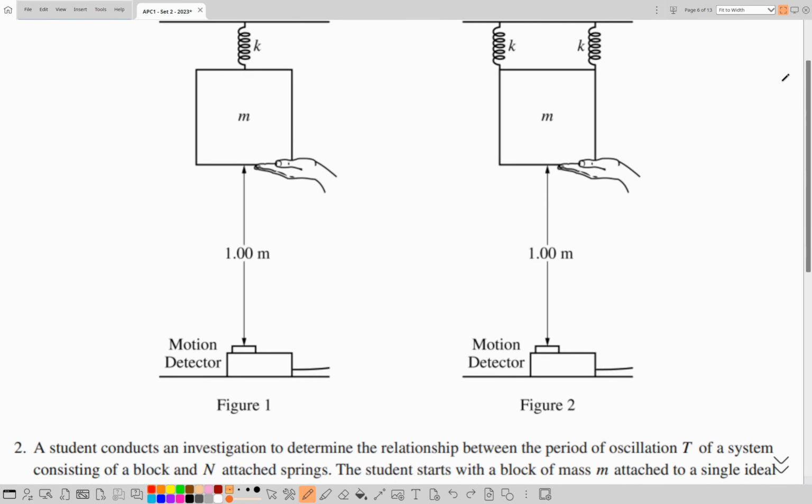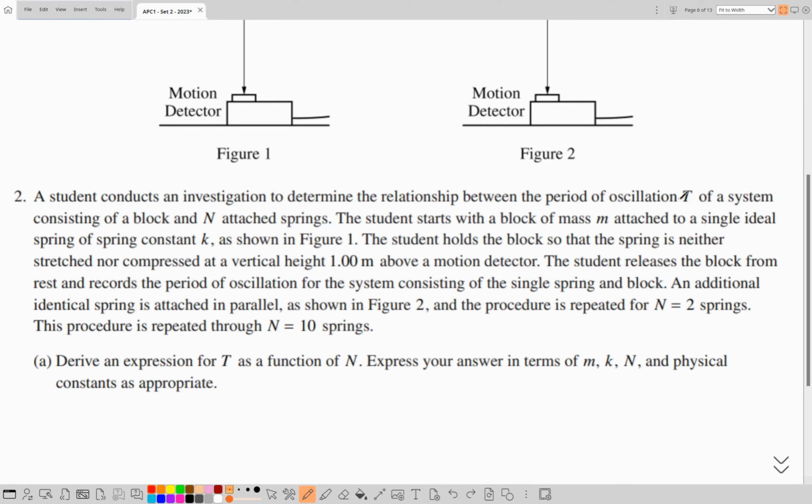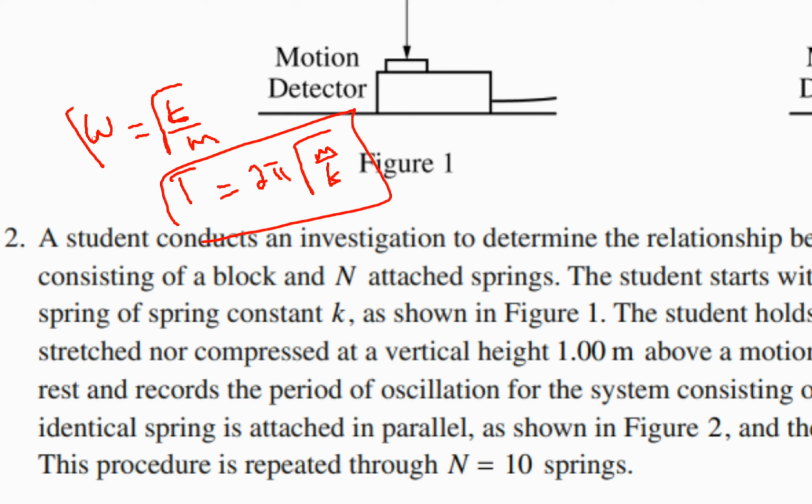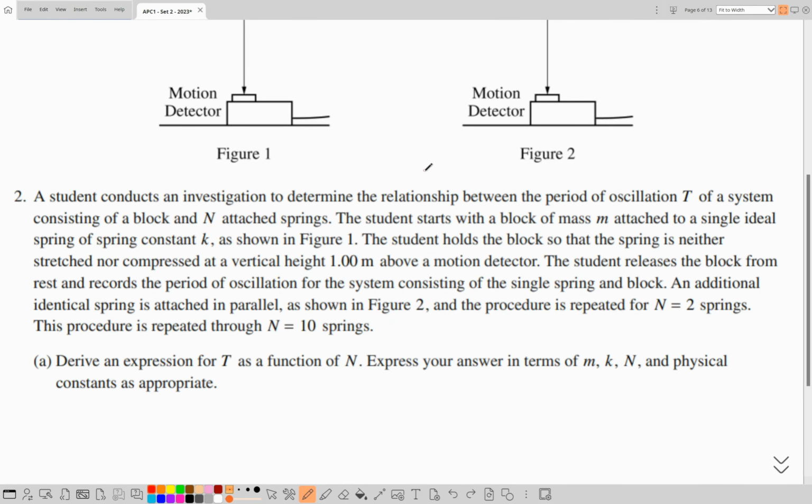A student conducts an investigation to determine the relationship between the period of oscillation of a system consisting of a block of N attached springs. The student starts with a block of mass M attached to a single ideal spring. Ideal spring means that it obeys Hooke's law, and we can use omega to be the square root of k over m, and the period to be given by 2 pi the square root m over k. And remember, these can be used without derivation, and they are provided on your first sheet of your paper exam.